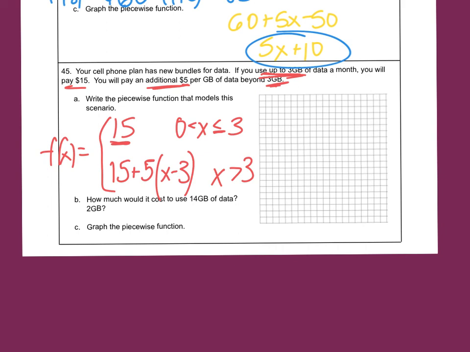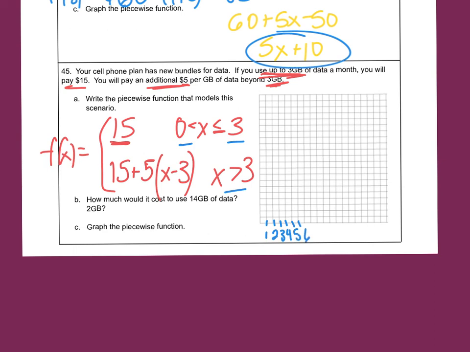How much would it cost to use 14 gigabytes? And then how about 2? Well, 14 means I'm going to plug it into the bottom one, right? We'll do that after we graph it. So I'm going to graph first. I think that's easier. So my x's, I know I need to go from 0 to 3 and greater than 3. So I'm going to do, I guess, just 1, 2, 3, 4, 5, 6.